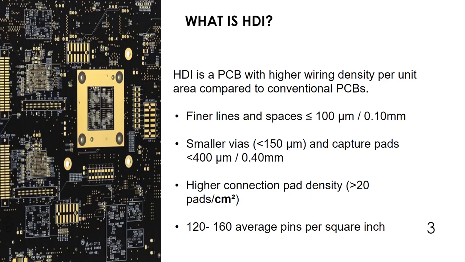Then you can bring down the board thickness, so thereby it reduces the aspect ratio. If you consider one by one, when the lines and spaces are less than 4 mil, we term that as an HDI. If the vias are less than 150 microns and the capture pad is less than 400 microns, it is termed as HDI. The capture pad means where the laser is going to hit, the top pad. Then higher connection pad densities, more than 20 pads per square centimeter. Then 120 to 160 average pins per square inch.